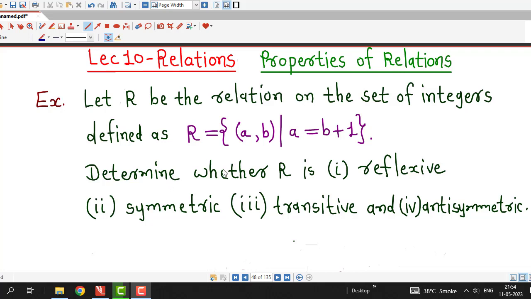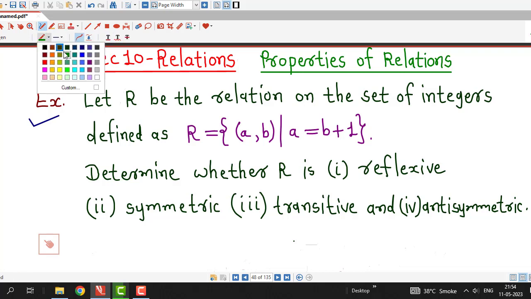Hello friends, I welcome you to lecture number 10 on relations. In this lecture we are going to discuss one more relation related to its properties. We are going to discuss whether the given relation satisfies the given properties.